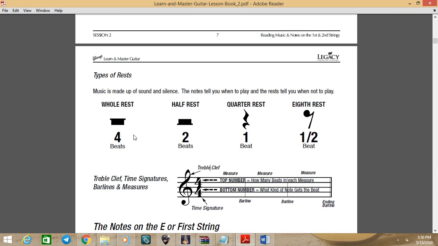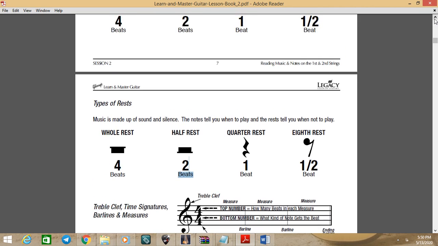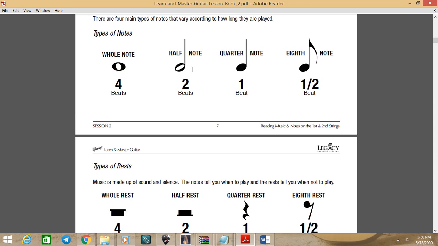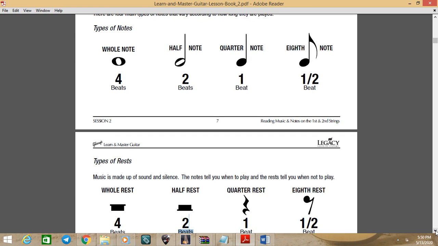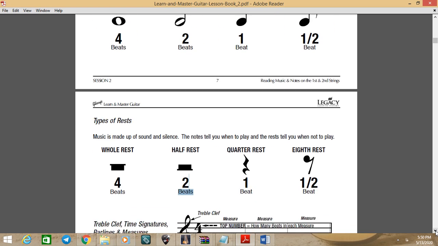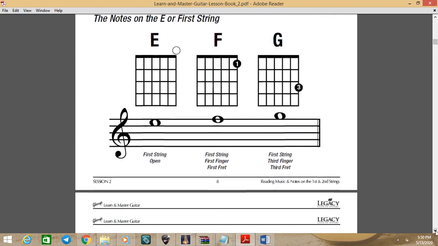Also, sometimes in pieces we shouldn't play anything. For example, we shouldn't play for 4 beats. The shape is like this. We shouldn't play for 2 beats. It will be like this. The name is half rest, and then 1 beat and eighth rests. You should memorize the shape of the rests and the shape of the beats.